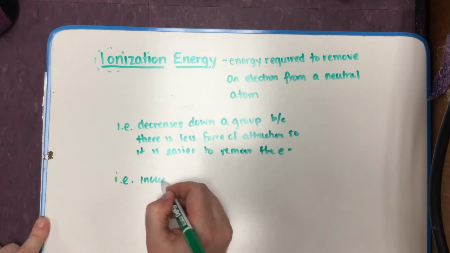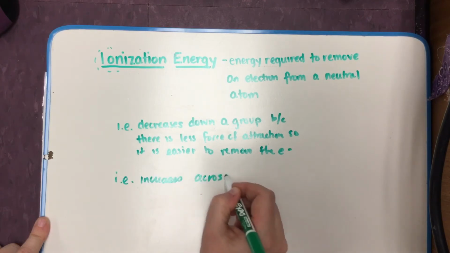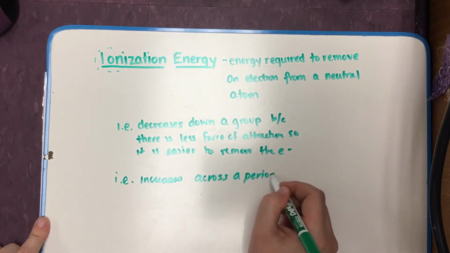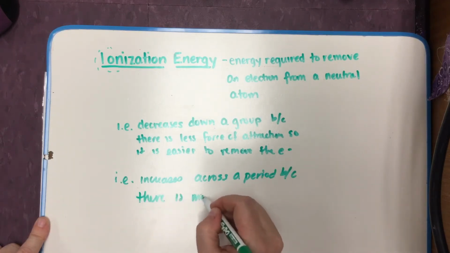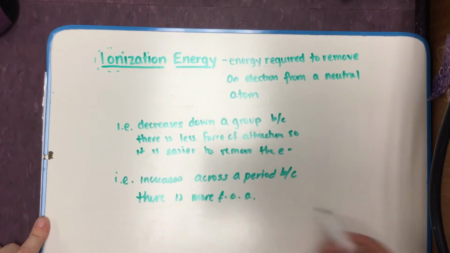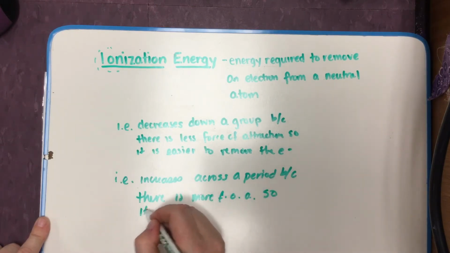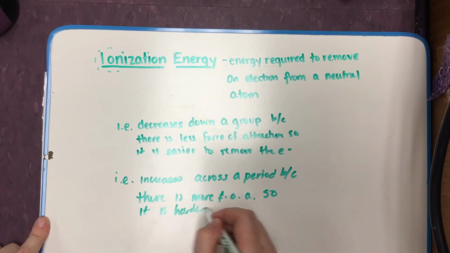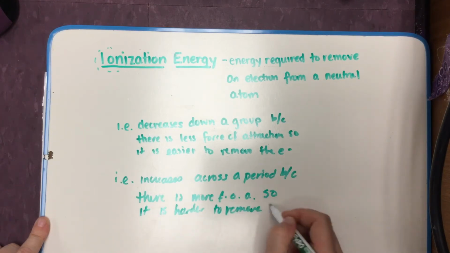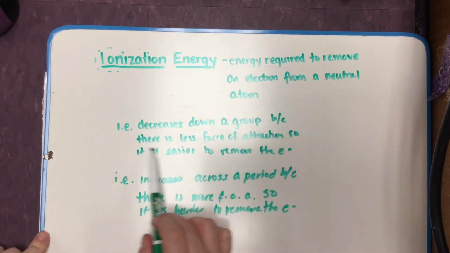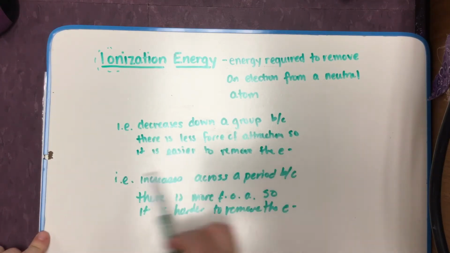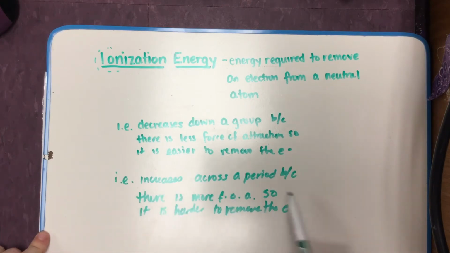Ionization energy increases across a period because there is more force of attraction, so it is harder to remove the electron. So ionization energy decreases down a group because there is less force of attraction, so it's easier to remove the electron. Ionization energy increases across a period because there is more force of attraction, so it's harder to remove the electron.